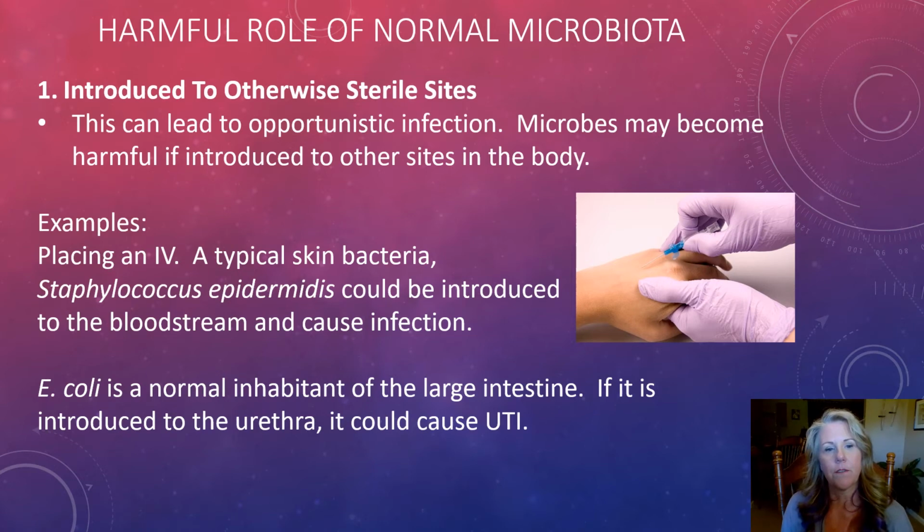So for example, the first example I'm going to give you has to do with skin bacteria and placing an IV. On every surface of our skin, we're going to find our normal flora, our microbiota, and a lot of it is bacteria. We have our typical skin bacteria, and I'm going to give you an example of Staphylococcus epidermidis. This is one that you will learn about in lab, and it lives just fine on the surface of our skin and gives us that protective role, as you just learned about. But it could be introduced to the bloodstream.